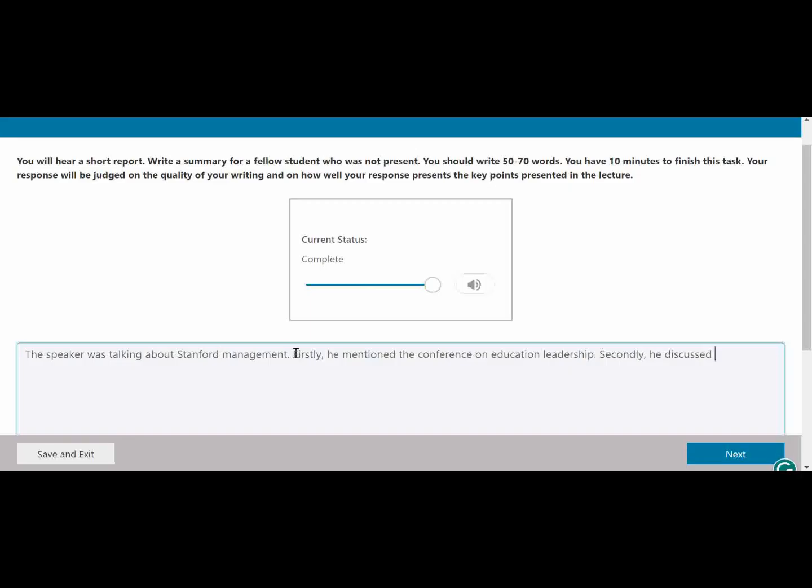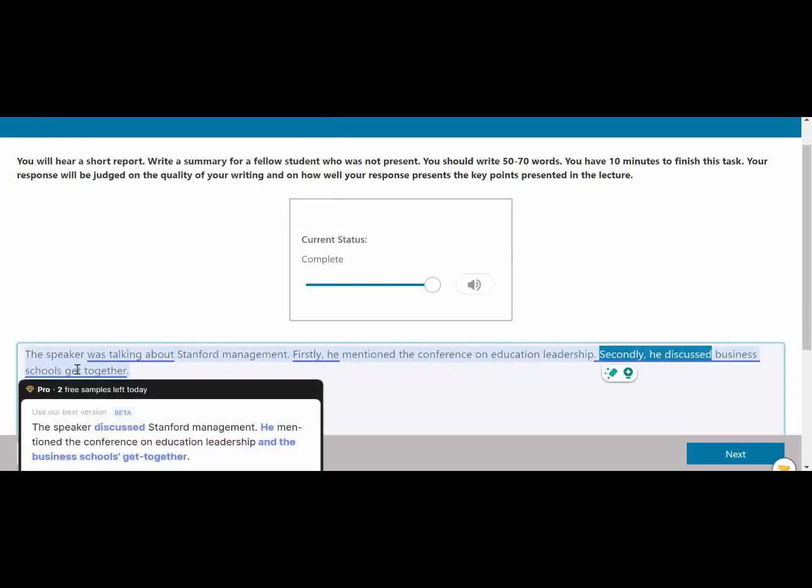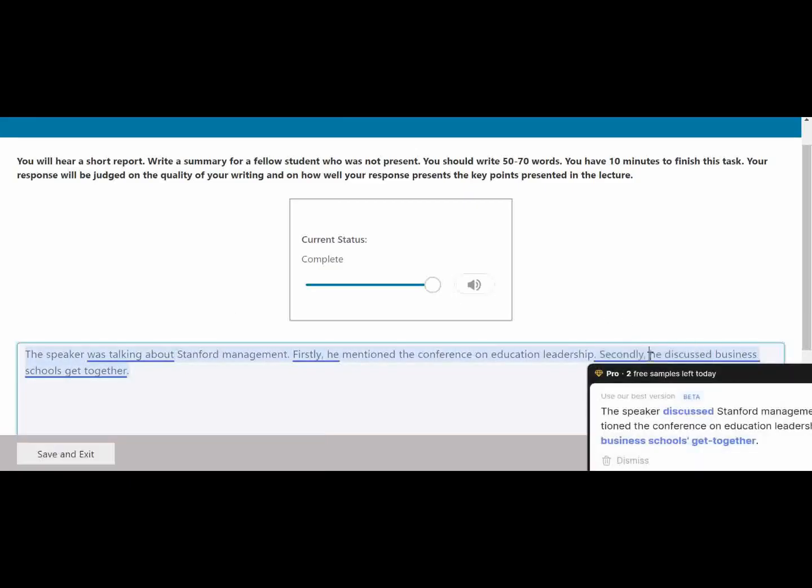Business schools get together. So this is the line from the audio. So this is the line of the template. Secondly, he discussed, and after that schools get together. But now schools get together is the present form of the tense, and this is the lecture in the past form. So we will do that.